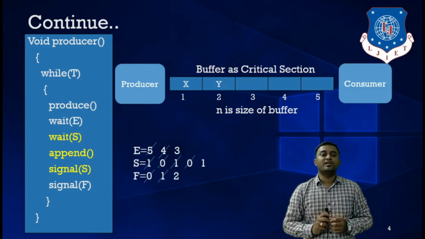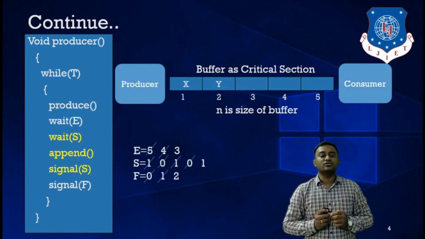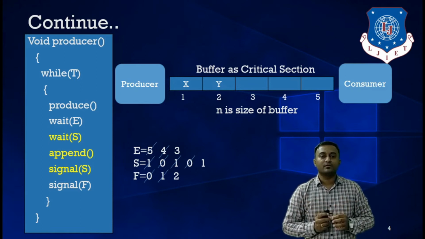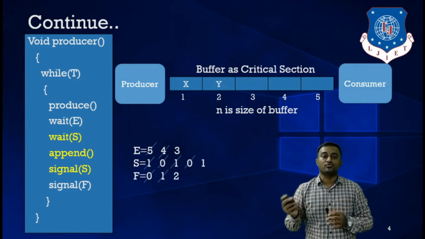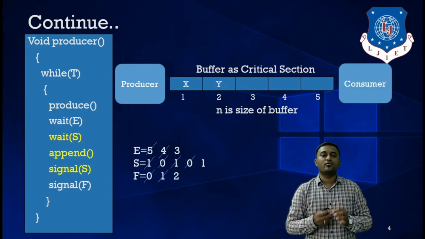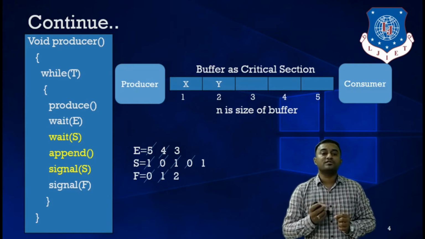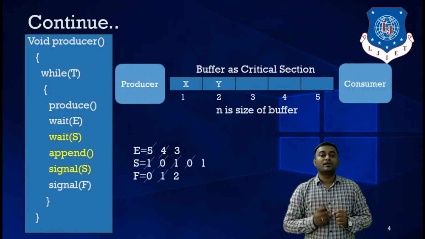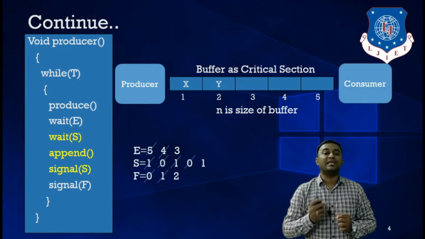So the first statement, "produce," means what? This is nothing but a theoretical statement we have. It means the producer will start its functioning. Now the first statement that the producer needs to execute is wait on E.